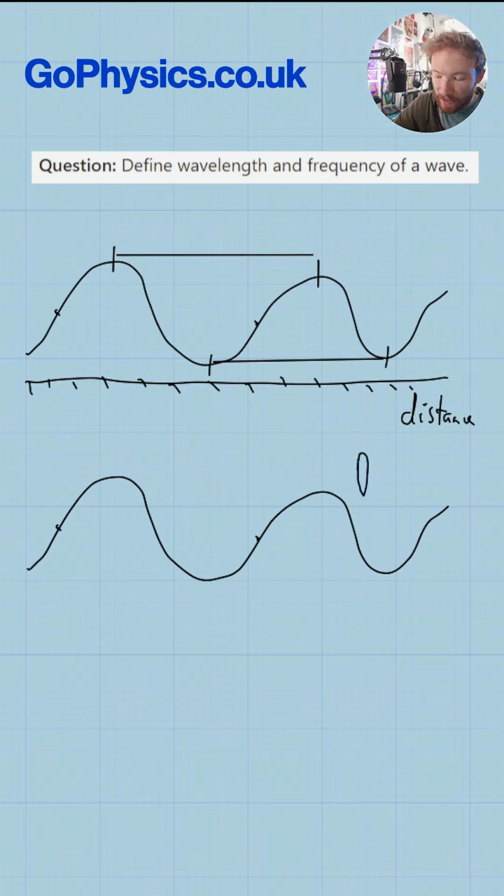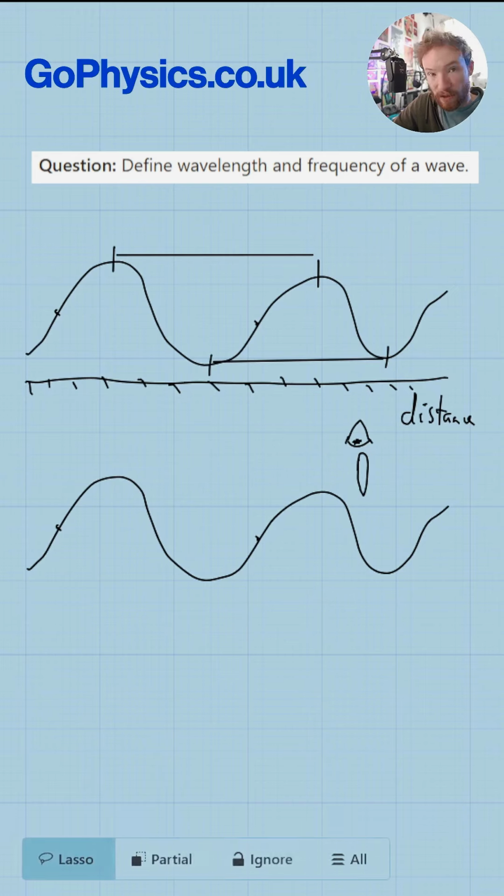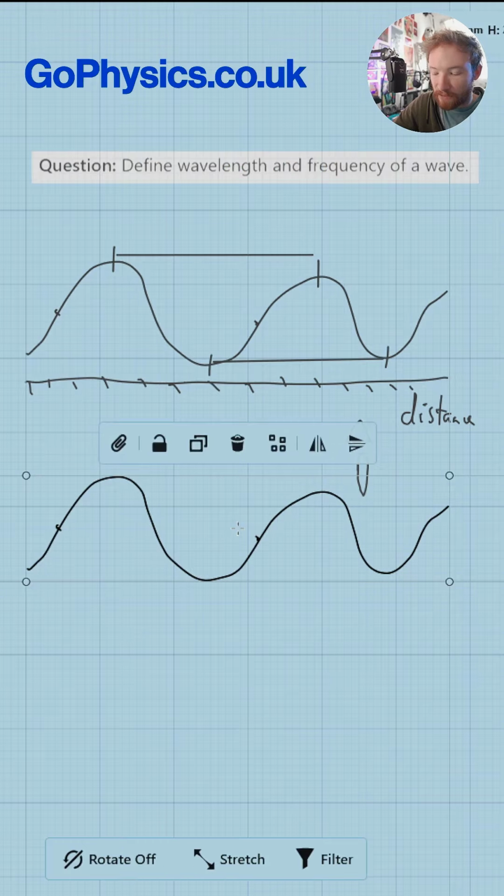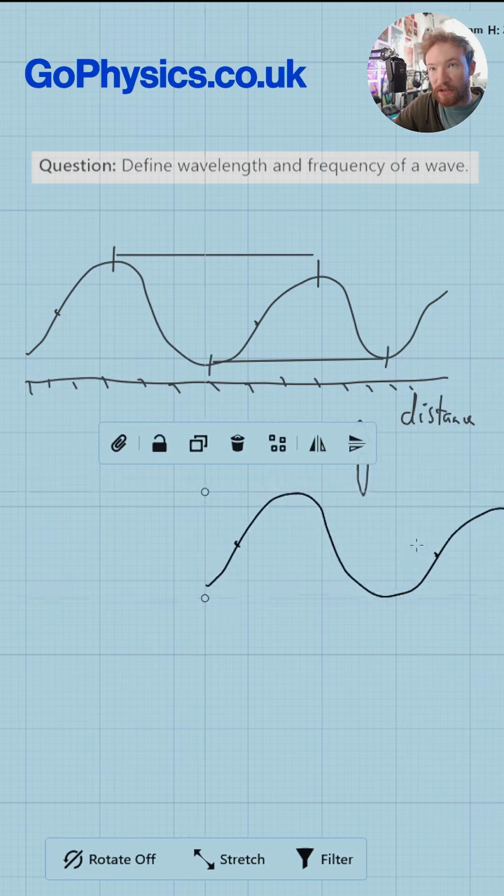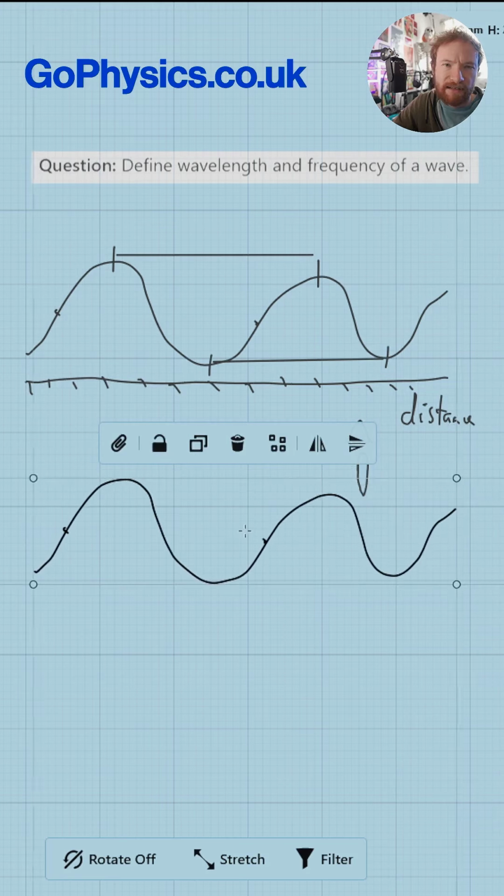We had a little trigger that was right here, and we were observing from this point. That's our little badly drawn eye there, looking at this point right here. Now, what we're going to do is we are going to count how many times this wave passes this trigger point, let's say in 10 seconds.